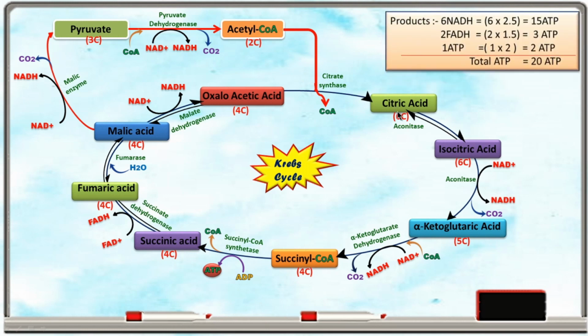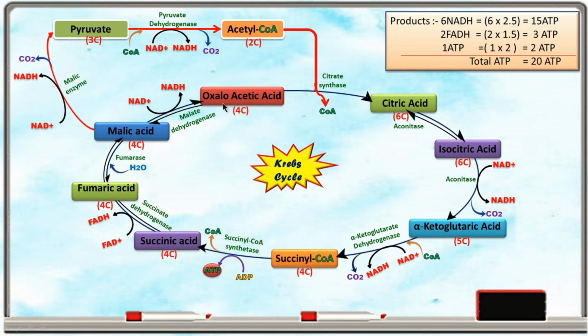So now, at the end of the Krebs cycle, we will calculate the total number of NADH molecules produced. Here, a total of 6 NADH molecules is produced at the end of the Krebs cycle. The first one is for the conversion of isocitric acid to alpha-ketoglutaric acid. The second one is for the conversion of alpha-ketoglutaric acid to succinyl-CoA, and the third one is the conversion of malic acid to oxaloacetic acid.